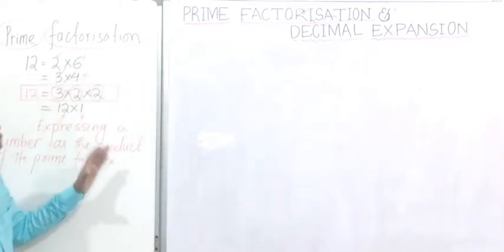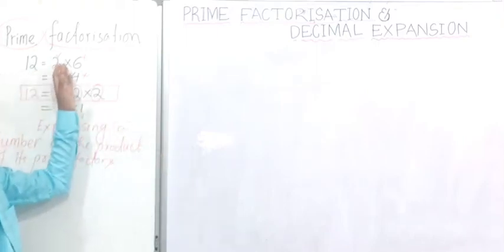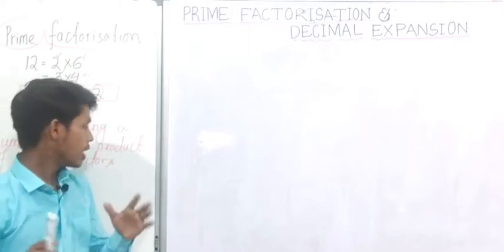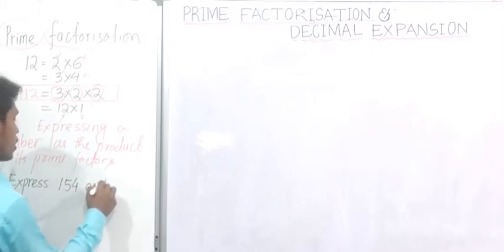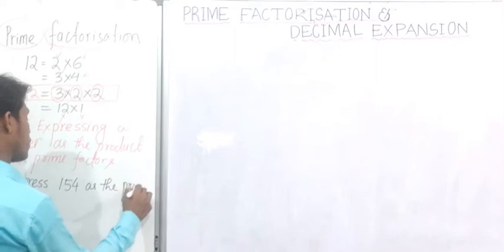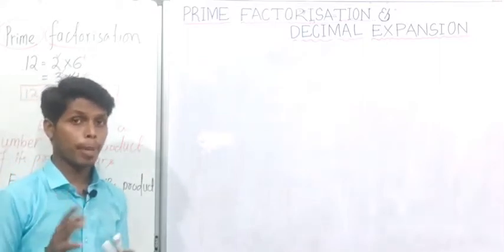Before that, let's solve some questions which come most often in board exams directly from this concept of prime factorization. Let's solve the first one. The first one will be like this, very simple. Express 154 as the product of primes. So the question is, we have to express 154 as the product of its prime factors.